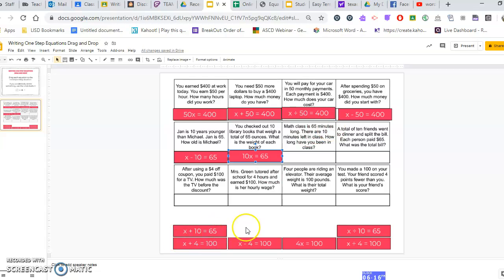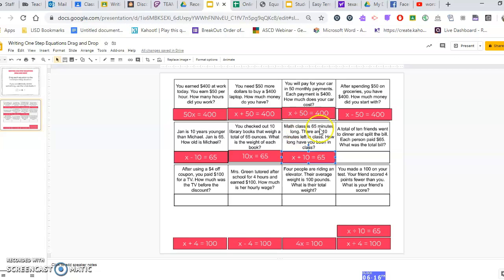Do any of these say 65 minus 10? No. But if the minutes left is 10, if we add that to the minutes we've already been there, we should get the total number of minutes, 65, which would be this one. x plus 10 equals 65.